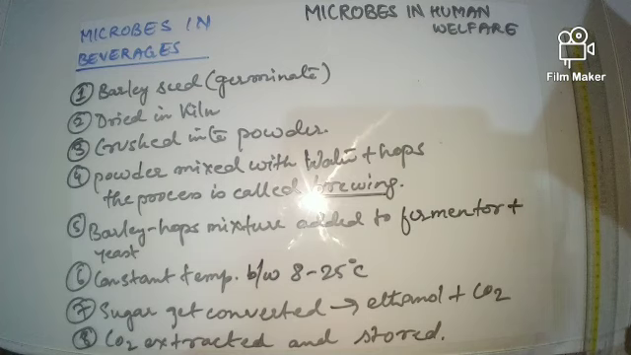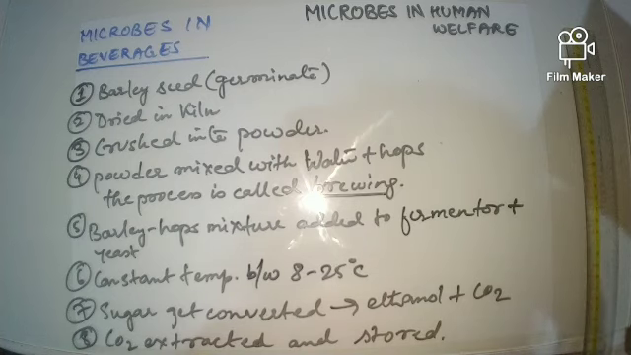First, barley seeds are allowed to germinate. Second, they are dried in a kiln before being crushed into a smooth powder in a mill. So after they are dried, they are crushed into powder. Now this powder is mixed with water and hops in a large kettle. This mixing of powder, water and hops in a large kettle is called brewing.